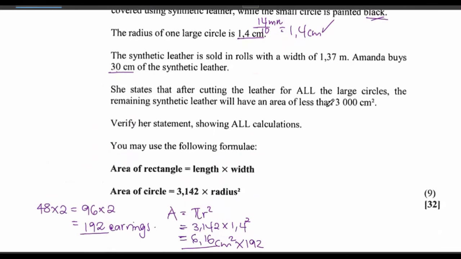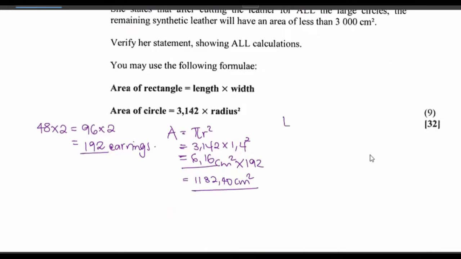someone has bought? Now, we have meters and centimeters. So this has to change into centimeters before we calculate the area of the roll that she bought. So we shall say 1.37 meters. Okay, let's do it here. The length is going to be 1.37 times 100, giving me 137 centimeters. So the width is going to be 30 centimeters.